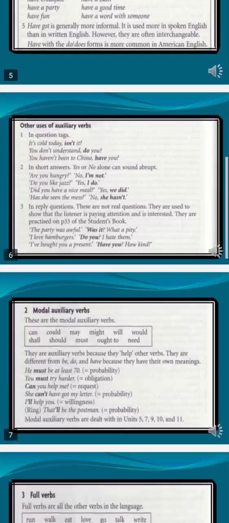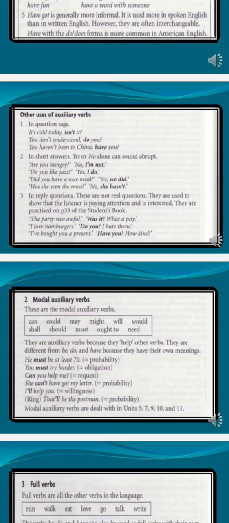Other uses of auxiliary verbs. Number 1, in question tags. For example, it's cold today, isn't it? You don't understand, do you? You haven't been to China, have you? Number 2, in short answers. Yes or no alone can sound abrupt. For example, are you hungry? No, I'm not. Do you like jazz? Yes, I do. Did you have a nice meal? Yes, we did. Has she seen the mess? No, she hasn't.